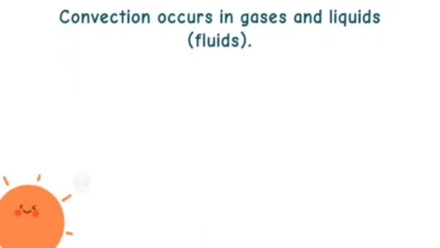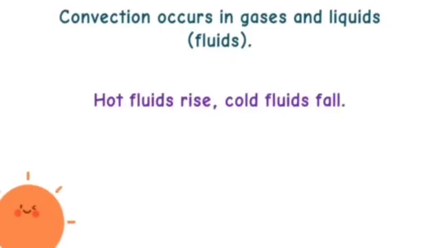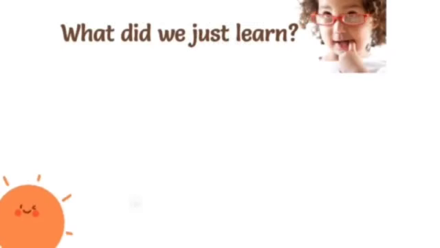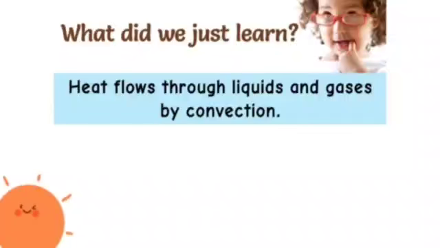Convection occurs in gases and liquids, meaning fluids. Hot fluids rise, cold fluids fall. The whole fluid rises in temperature due to the mixing caused by the convection currents. What did we just learn? Heat flows through liquids and gases by convection.